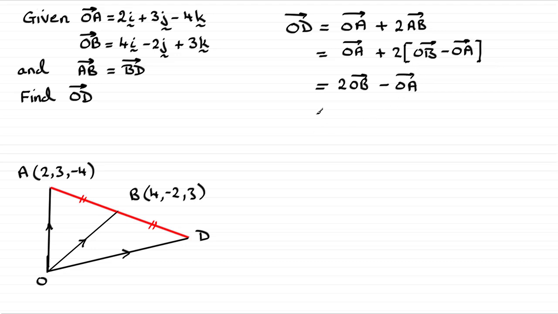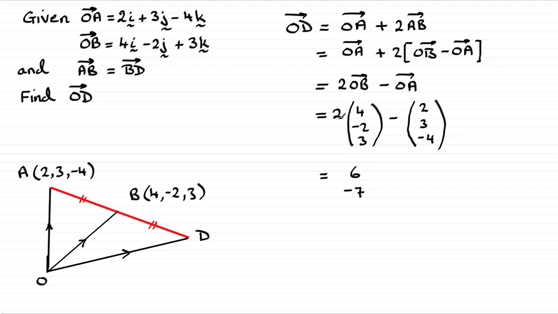And all I need to do now is just fill in our values. We've got 2 lots of OB, and OB, I'm going to write it as a column vector. This time is (4, -2, 3). And we've got minus OA, and OA will be (2, 3, -4). And if you work this out in the usual way, you're going to end up with 8 minus 2, which is 6, and minus 4 minus 3, so that's minus 7, and 6 plus 4, that's going to be a total of 10. So there's your column vector.